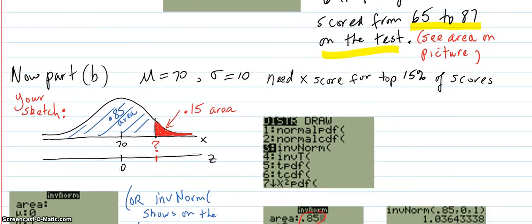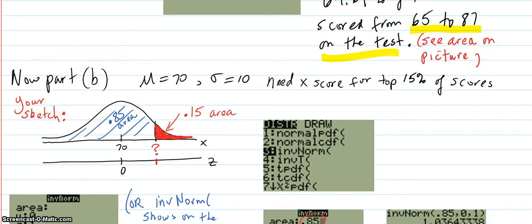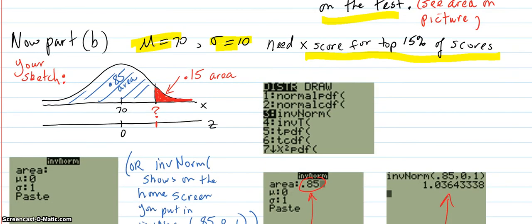Now for part B. Part B, still the same problem. The mean is 70, standard deviation is 10. We now need the X score for the top 15% of scores because the teacher in the story wanted to give those top 15% A's. So you draw a sketch. You have your X line, your Z line, your normal curve. You just draw it fast. Put the mean in there and the mean for the Z's, which is 0, right below it. And there's your 15% area that we want, and we put a question mark for the X and for the Z.